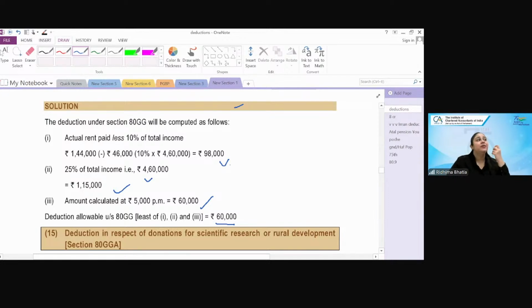Does anyone have a doubt in 80GG? Please always make sure, and specifically as a CA, if your client is not an employee but is living on rent, make sure he claims 80GG in his return of income.